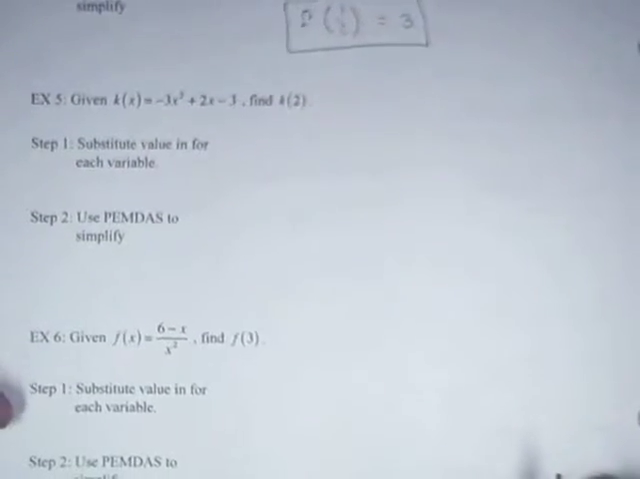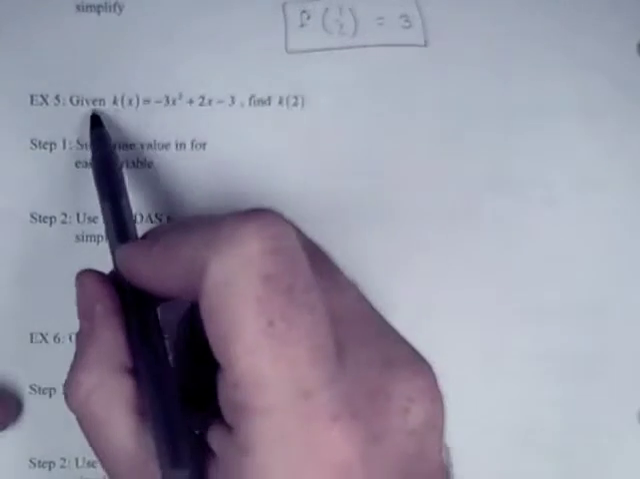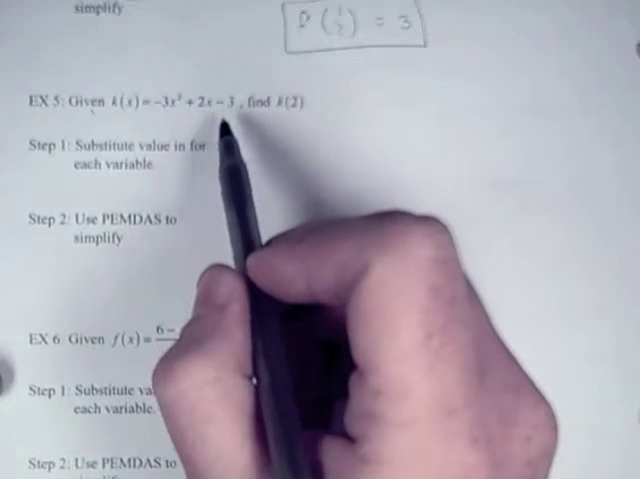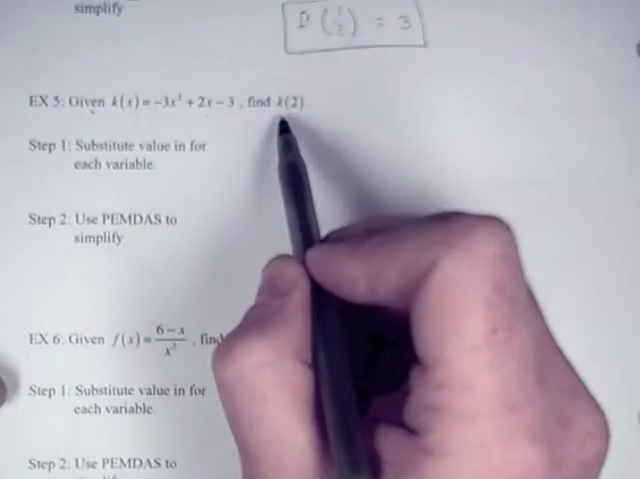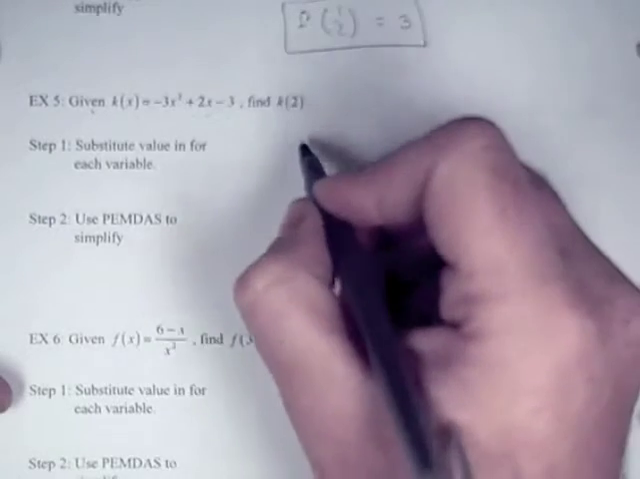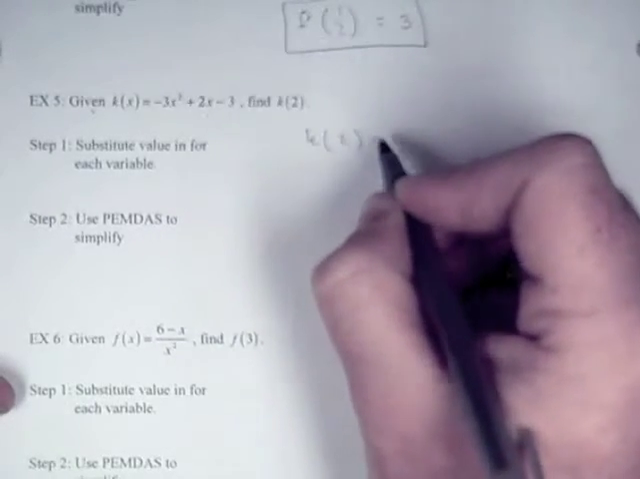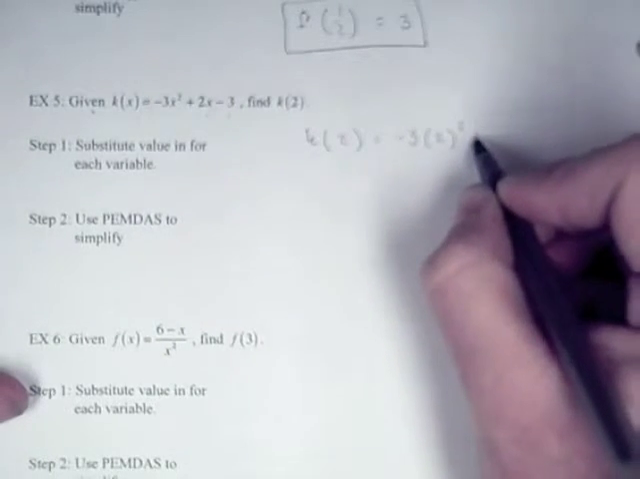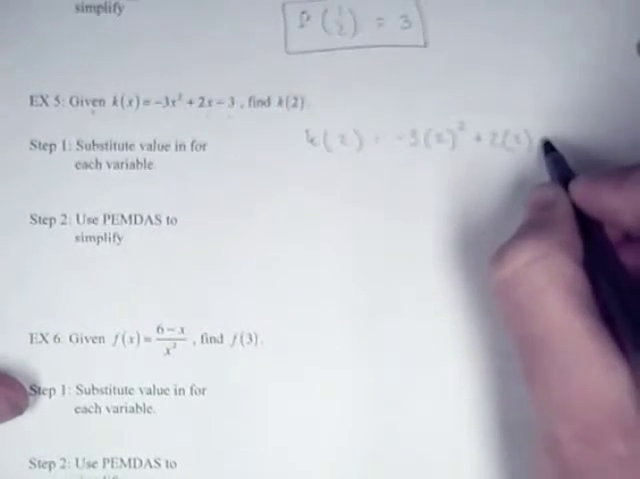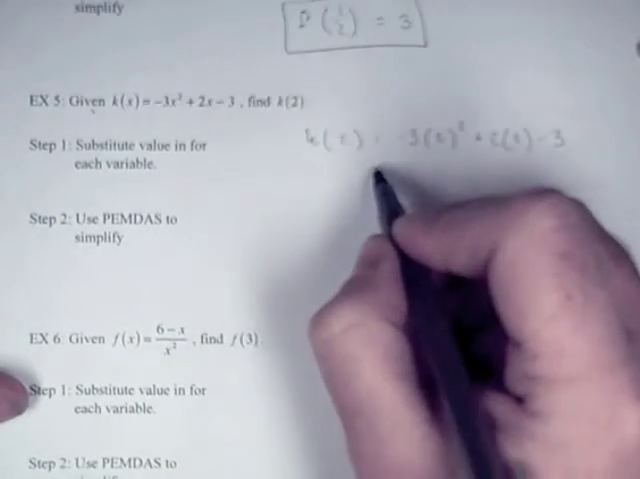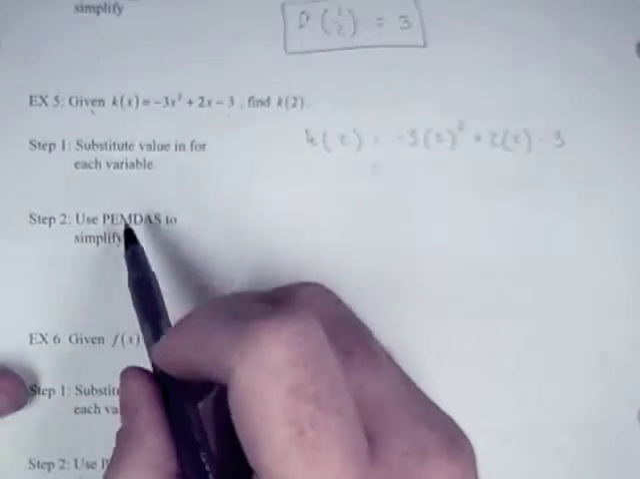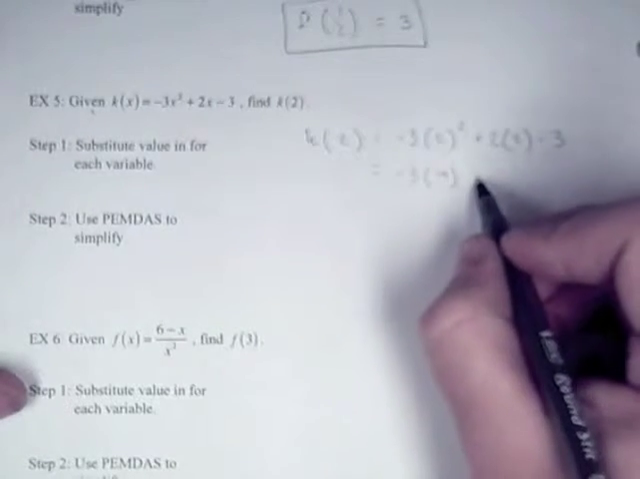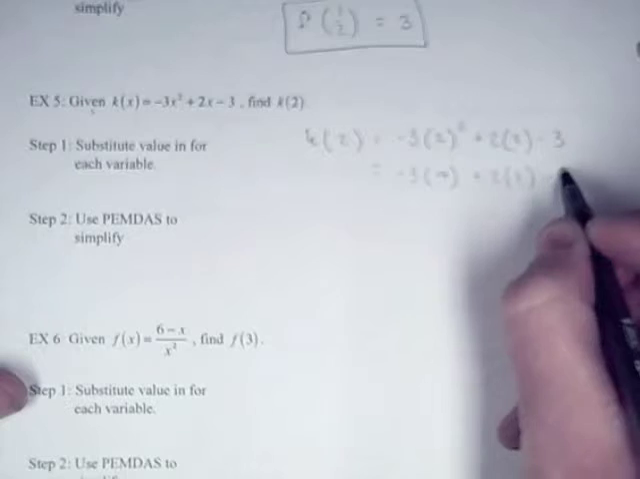For number 5, given k of x equals negative 3x squared plus 2x minus 3, find k of 2. So k of 2 equals negative 3 times 2 squared plus 2 times 2 minus 3. No parentheses, exponents first. Negative 3 times 4 plus 2 times 2 minus 3.